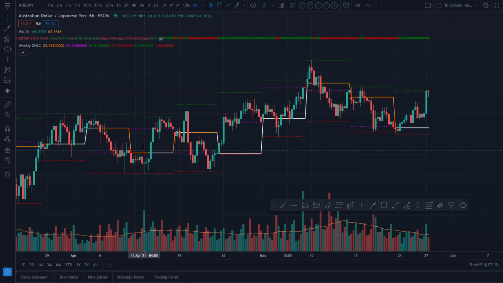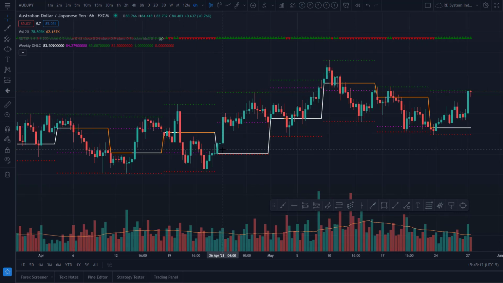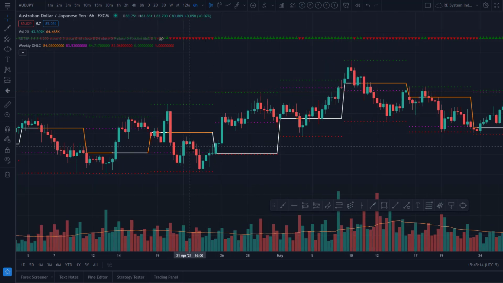It's a public indicator. The way to look at this is that these lines are the weekly open. When the line is orange, price is below; when it is white, price is above. You don't really need to know that, but at least it sets some context.